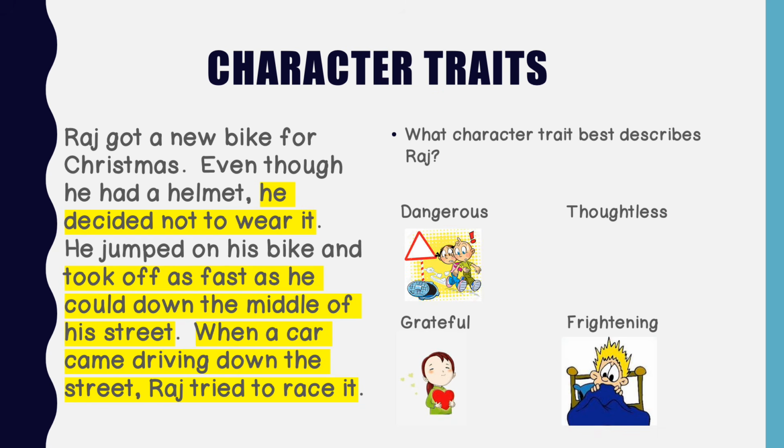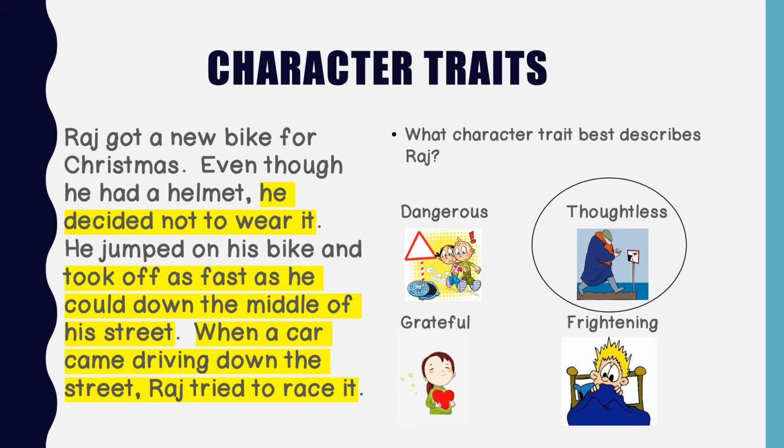Dangerous means something is not safe. What Raj is doing is not safe, but he is not a dangerous kid. Thoughtless means doing things without thinking. Well, I know that Raj is not thinking about what could happen if he is riding his bike down the middle of the street or racing cars without a helmet. Since he is not thinking about the consequences of his actions, I think Raj is being thoughtless.